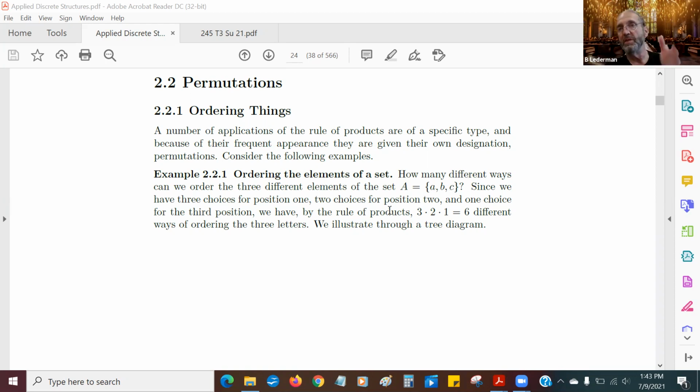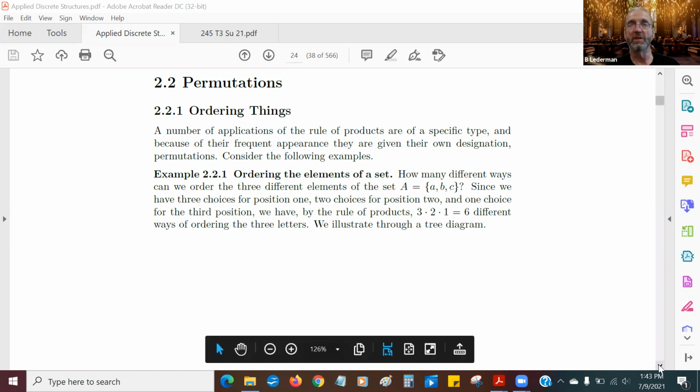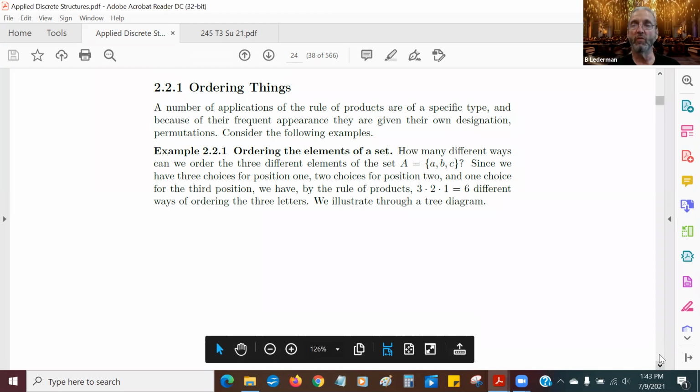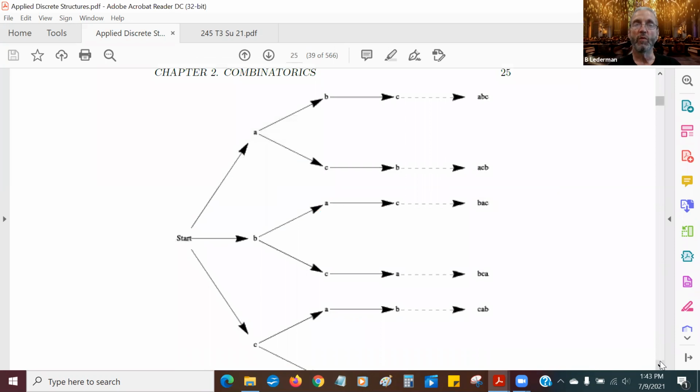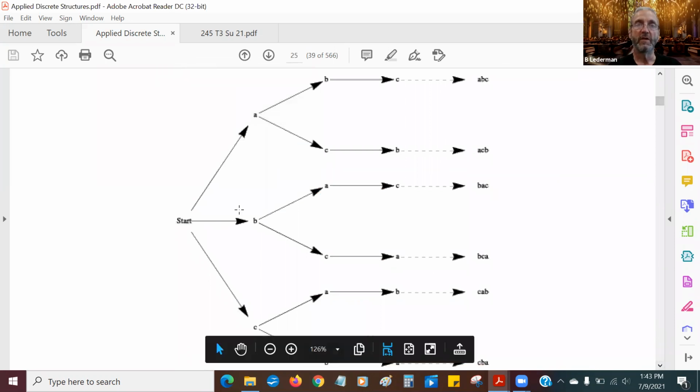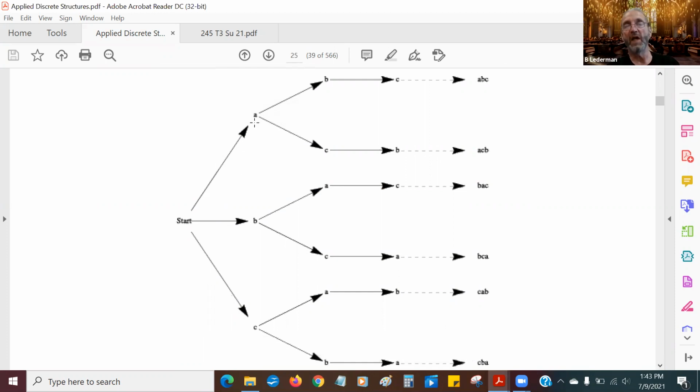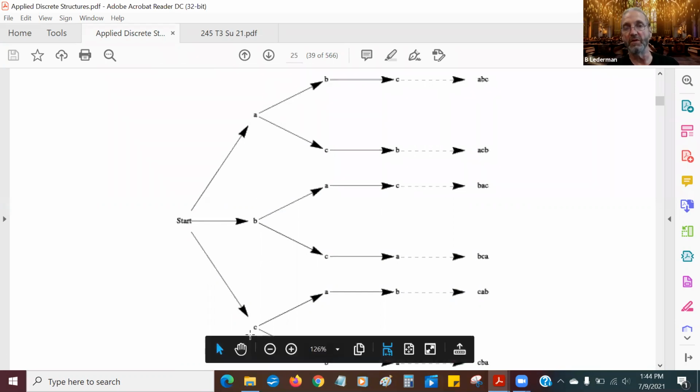I could do ABC, BCA, CAB. How many are there? We're going to see that it's 3 times 2 times 1, which of course is 6. And why is that? Well, we can see from this tree diagram, when you start, you have 3 choices, either A, B, or C. If you choose A, you have 2 choices left, B or C. If you choose B, you have 2 choices left, A or C. And if you choose C first, you have 2 choices left, A or B.